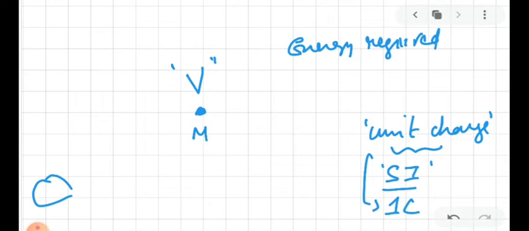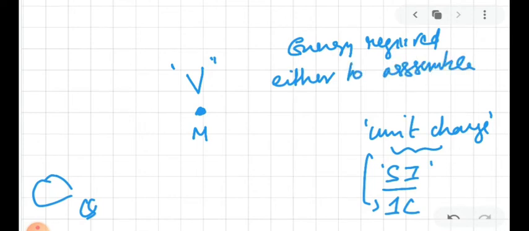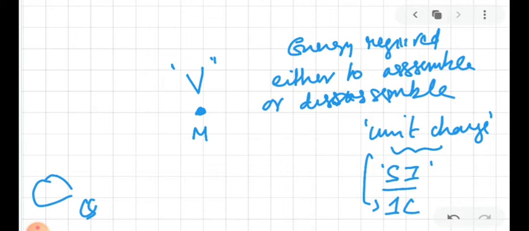See, in our case, we are talking about charge systems. So charge systems are both attractive as well as repulsive. So V is the energy required either to assemble, meaning to bring that charge there, or to disassemble. So it is the energy required to either assemble or disassemble a unit charge from that point.